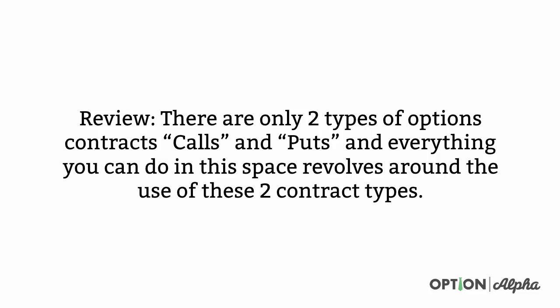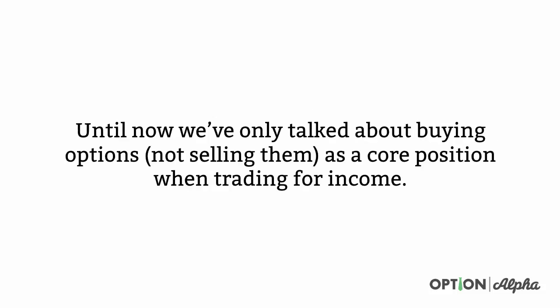Now, as a quick review, there are only two types of options contracts out there, calls and puts, and everything you can do in this space revolves around these two types of contracts. Until now, in our Track 1 for beginners, we've only really talked about options buying, not really about selling. We've mentioned that there's an option seller, but it's been like this person who's on the other side of the trade. We haven't really talked about how they can build a core position selling options versus buying, and how that can be the basis for trading for income.